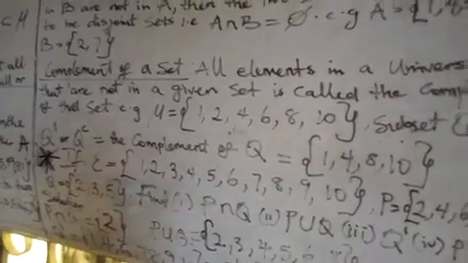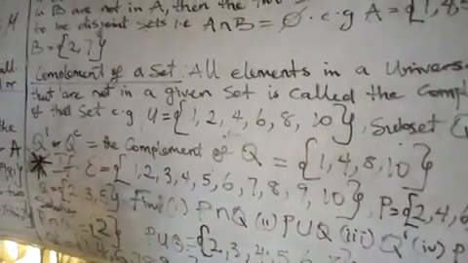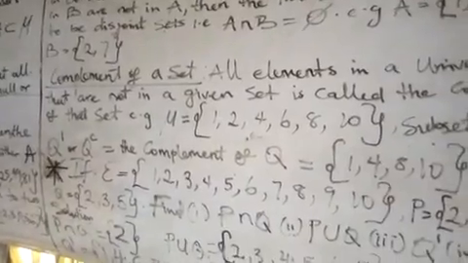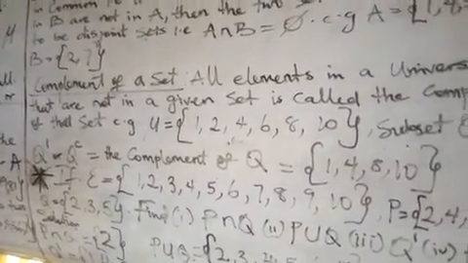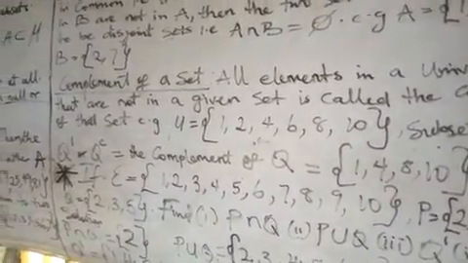Now, the complement of a set is this: if you have a universal set, and there are elements that are not in the set that is given, then you write them out as the complement of that set.